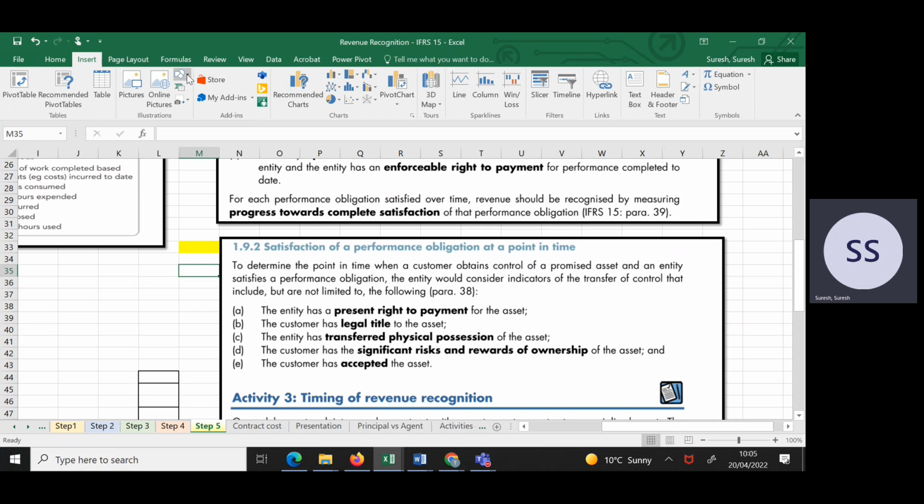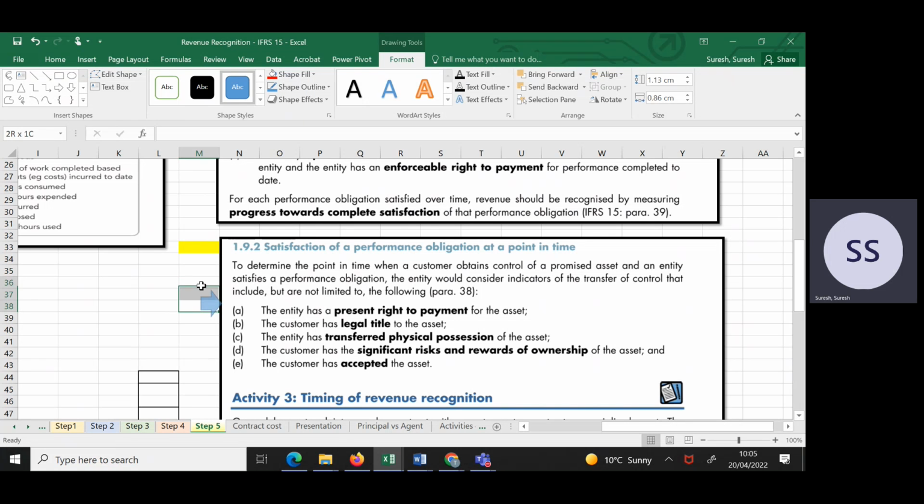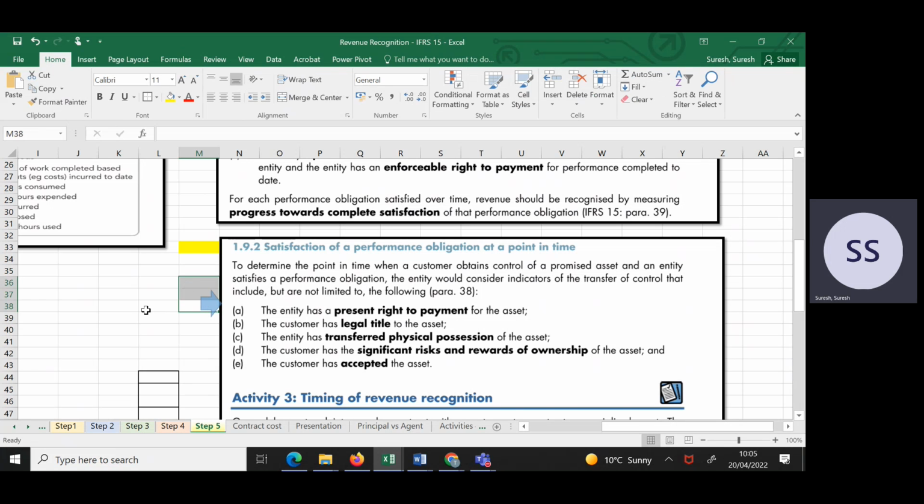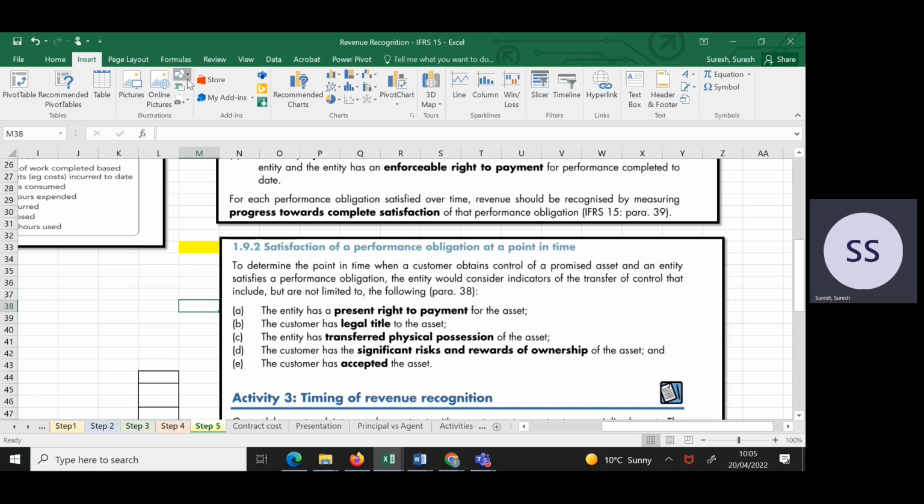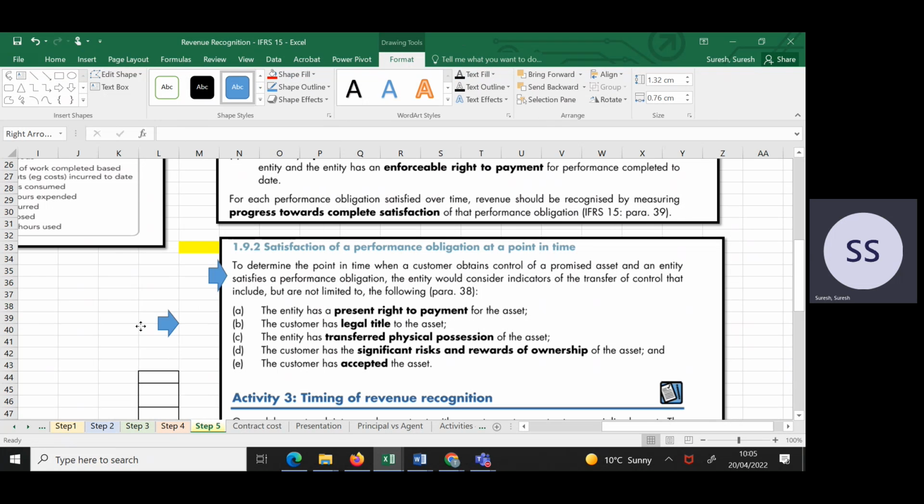So as I pointed out, if the contract says that I will be entitled to my consideration only when the goods are delivered to you, that means performance is completed at a point of time. It is considered as at a point of time. And so in order for us to determine whether the performance obligation has been completed at a point of time, these are the key indicators that we would look for.